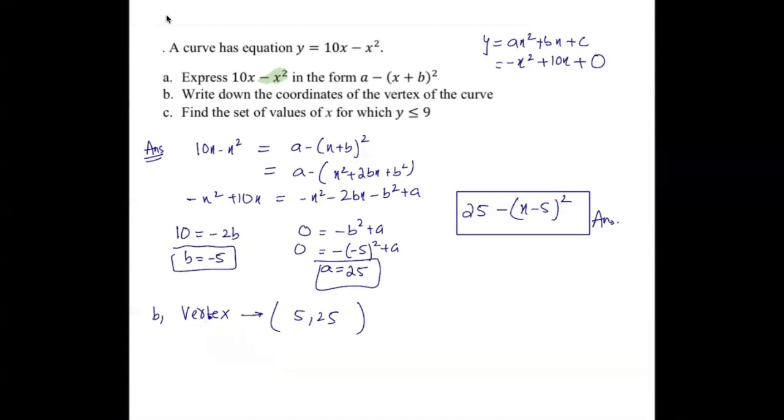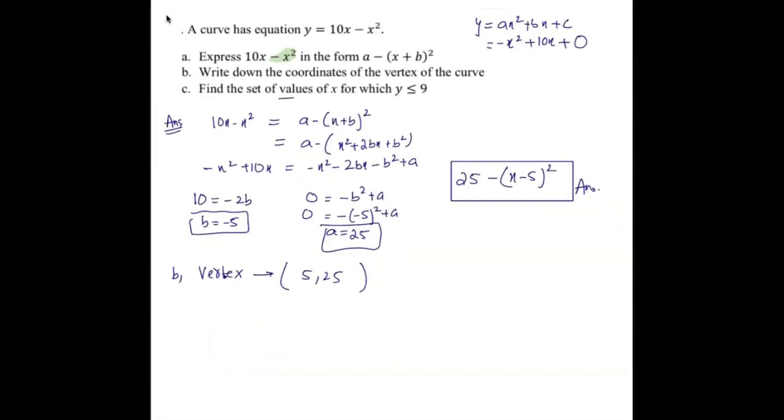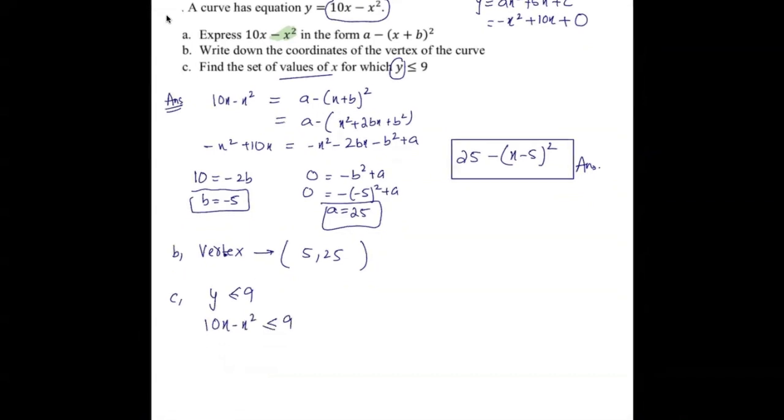All right. Now part C says, find the set of values of x for which y is less than or equal to 9. Y was 10x minus x squared, and it is less than or equal to 9. So, let's do this: 10x minus x squared minus 9 is less than or equal to 0.